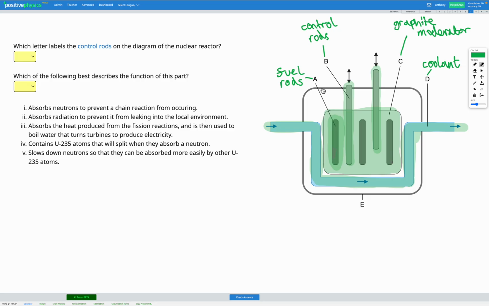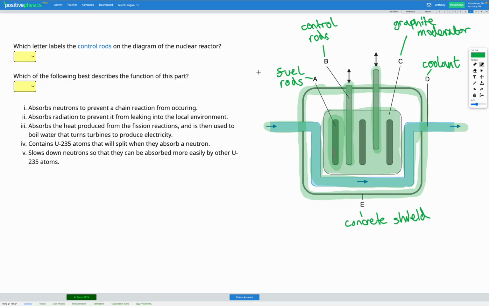Lastly, another safety feature is the concrete shield that is around the outside of our reactor. Labeled E here. The purpose of the concrete shield is just to prevent any radiation from getting out into the environment. So it's going to absorb any radiation coming from inside the reactor to prevent it from going outside and potentially causing damage. So that's all the different parts of the nuclear reactor.